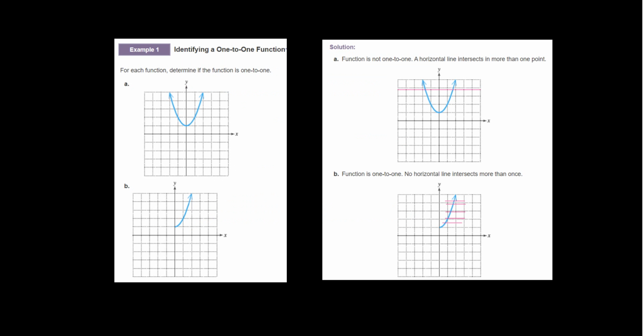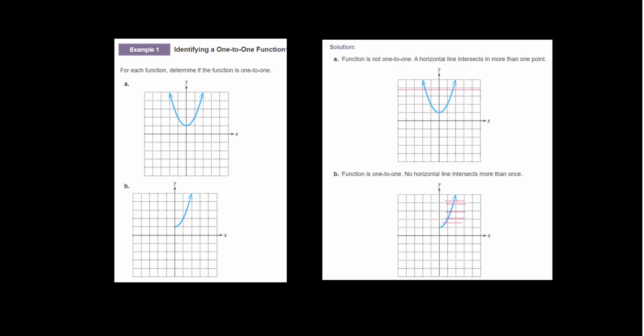Okay, so again, this particular example is pretty easy. All we have to do is just take a horizontal line and just say, boop. Okay, so looking at A, we have a horizontal line that intersects more than once. So this is not a one-to-one function. It is a function, but it is not a one-to-one function.